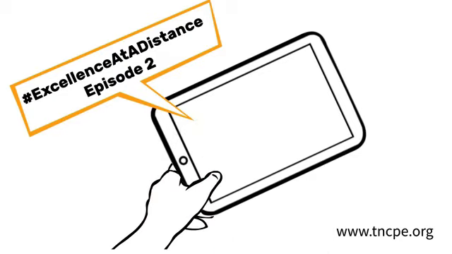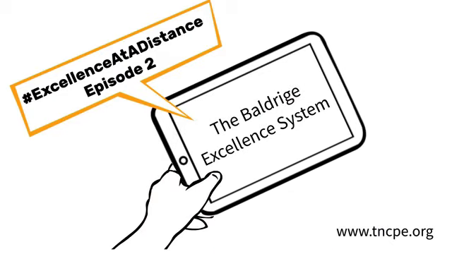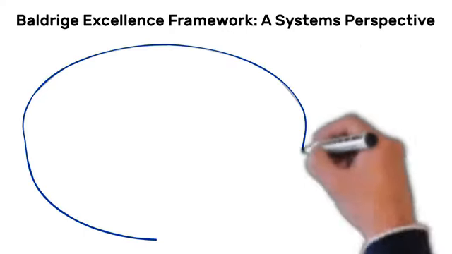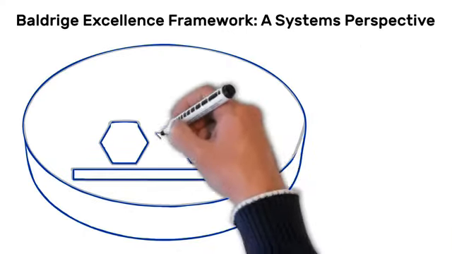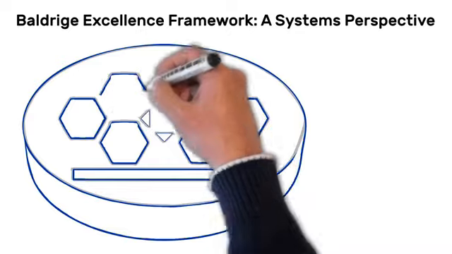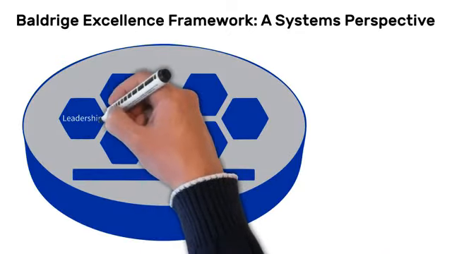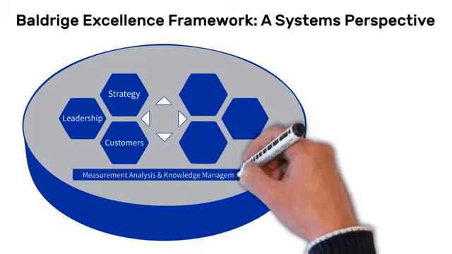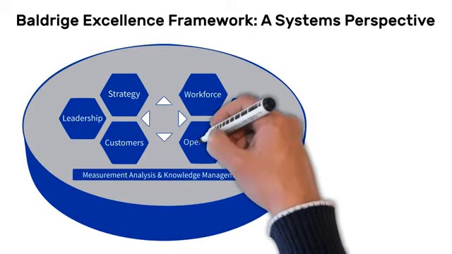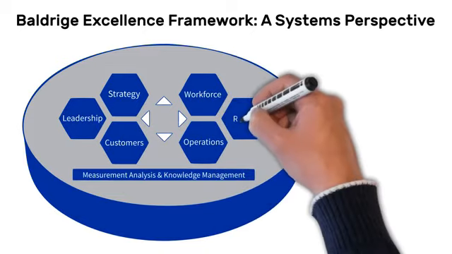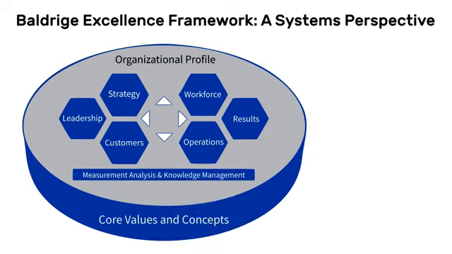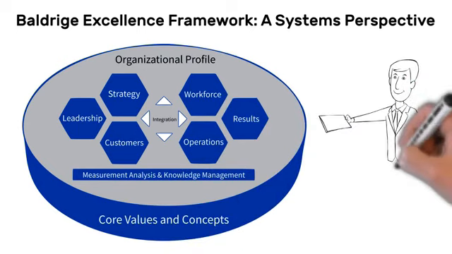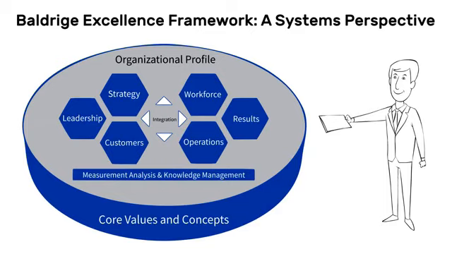Today, we will talk about the Baldrige Excellence System. A performance excellence system based on the Baldrige Excellence Framework comprises approaches that address key criteria questions around leadership, strategy, customers, measurement, analysis, and knowledge management, workforce, and operations, and also key results for those approaches. Let's walk through this system together using a focus on key customers and their requirements as our theme.